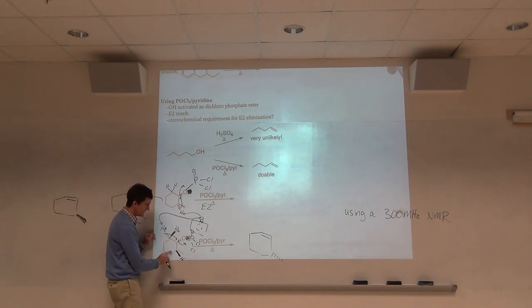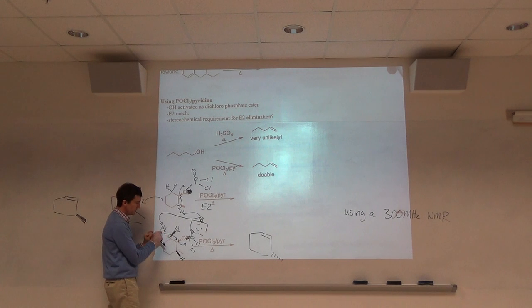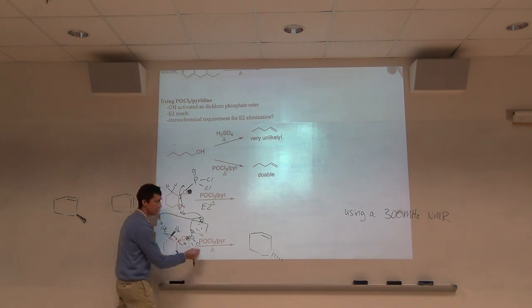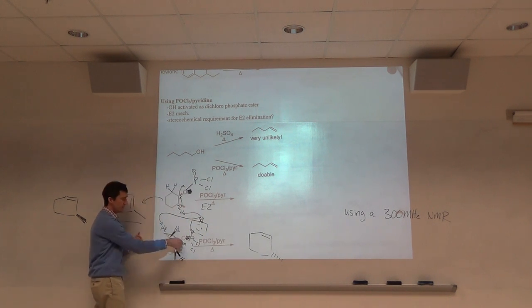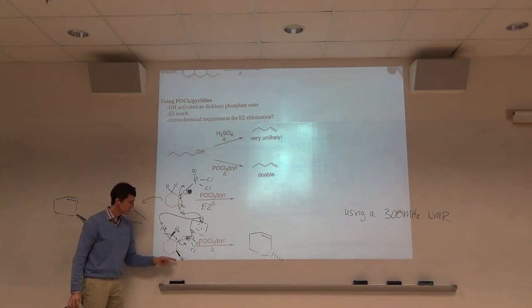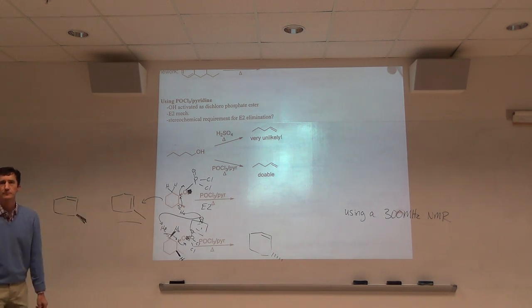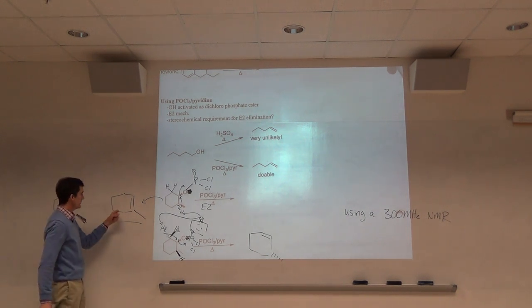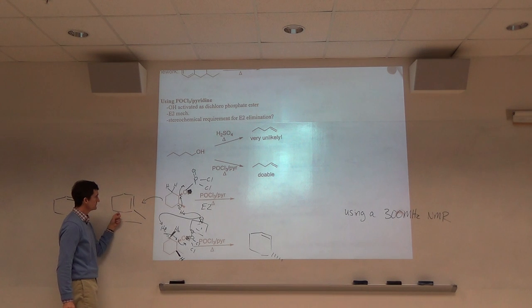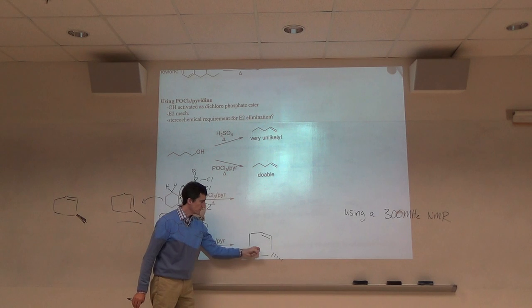Why would it go this way? Because this way you get to do a trans-coplanar elimination. And even though it gives the Hofmann product, trans-coplanar is highly preferred over cis-coplanar. Basically always do a trans-coplanar preferentially. So the top one gives the Zaitsev product. The bottom one gives a Hofmann product.